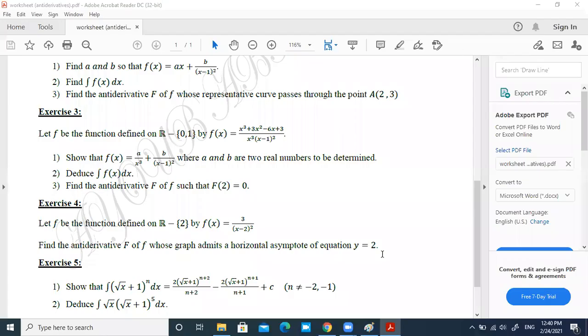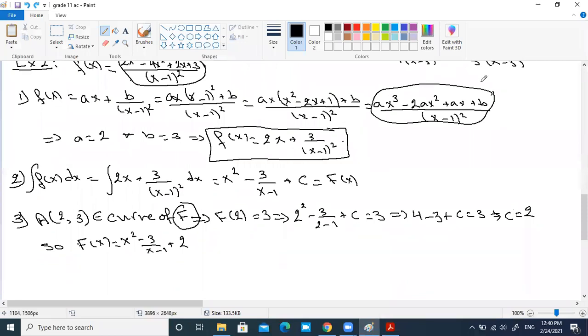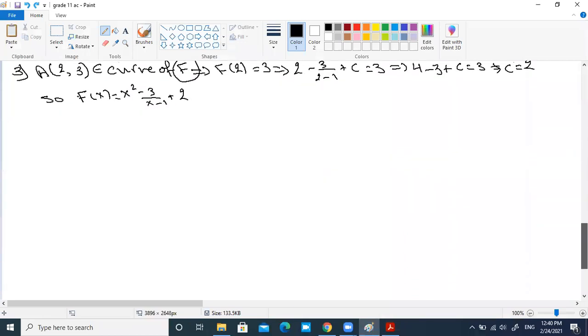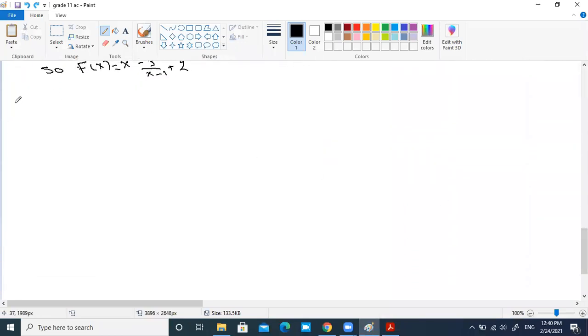Exercise number 3. Exercise 3. You have the function f of x, similar exercise by the way.